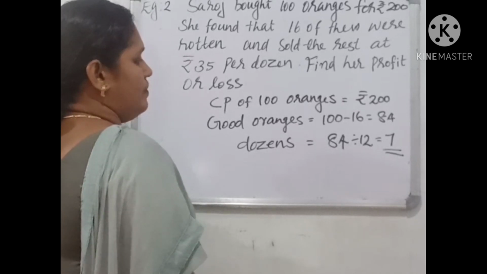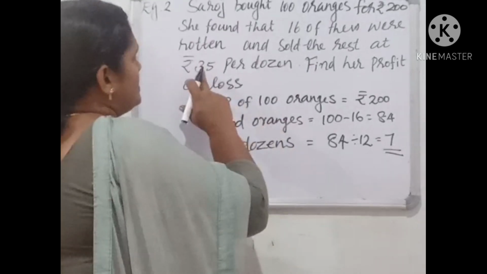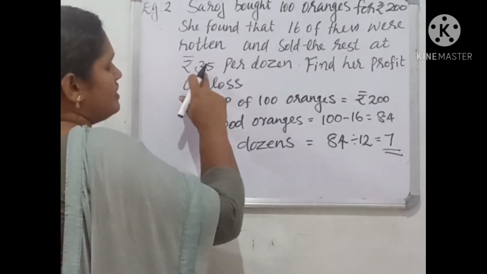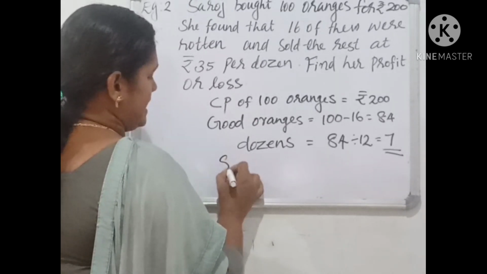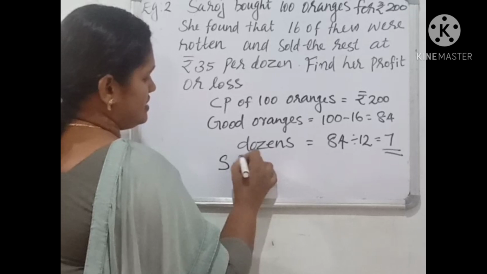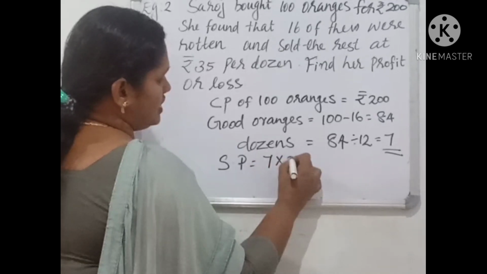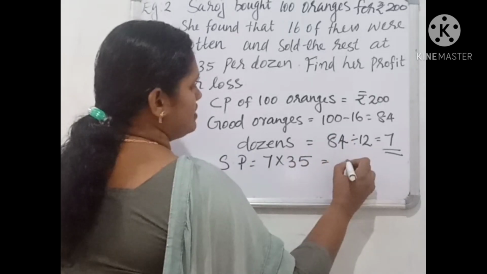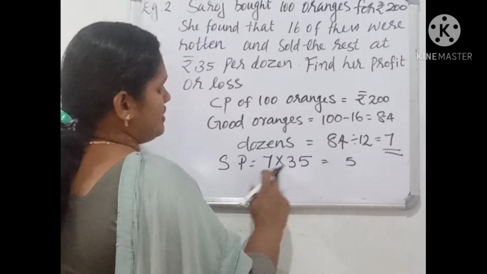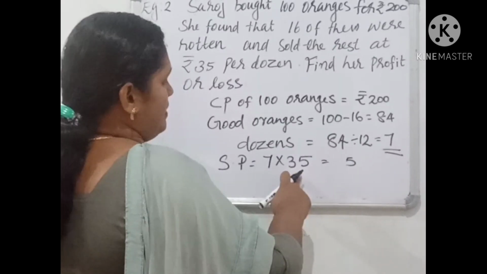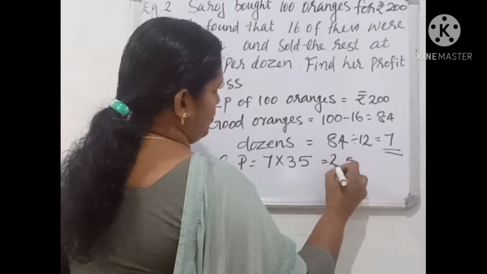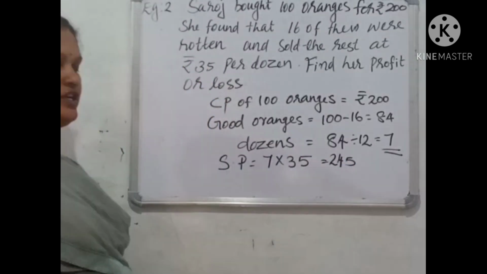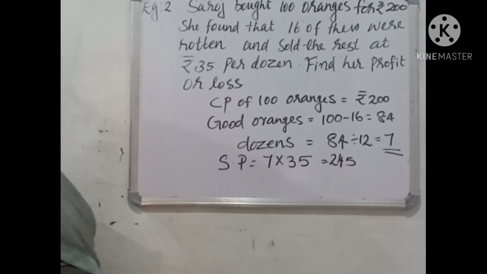So each dozen she sold at rupees 35. So the selling price, SP, equals 7 into 35. 7 5s are 35, 3 carry over, 7 3s are 21 plus 3 is 24. 245 is the selling price.